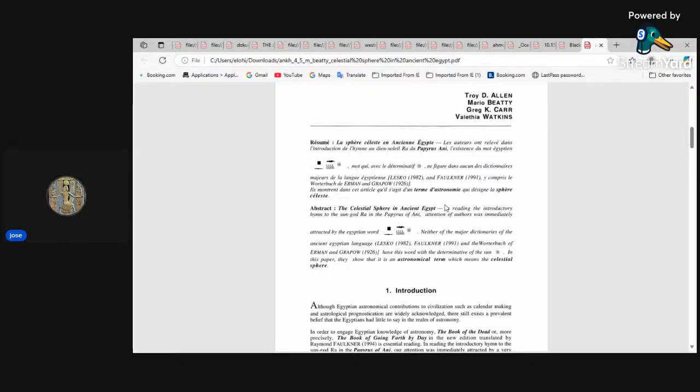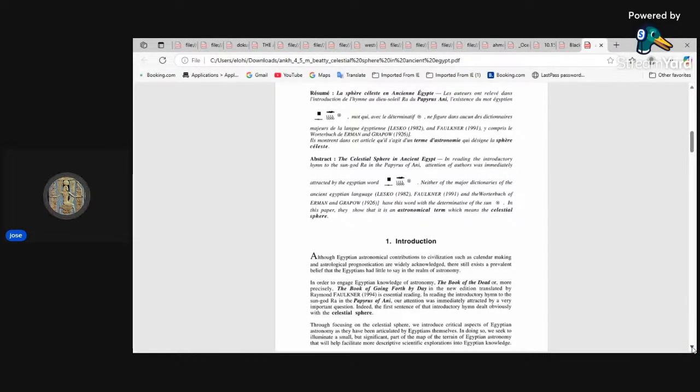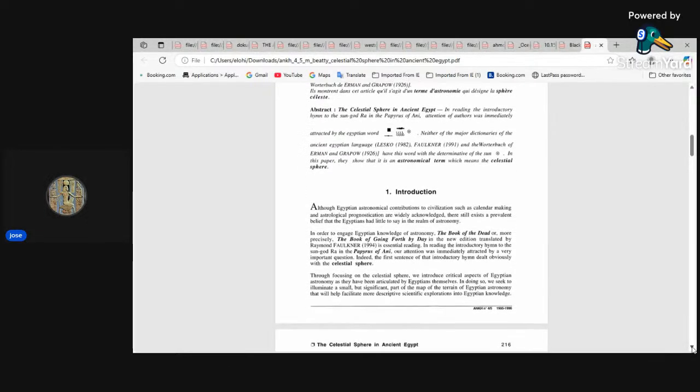The Celestial Sphere in Ancient Egypt. In reading the introductory hymn to the sun god Ra, the Papyrus of Ani, the attention of the authors was immediately attracted to the Egyptian word pa said ja. Neither of the major dictionaries of the ancient Egyptian language, Lesko 1982, Faulkner 1991, and the Wörterbuch of Erman and Grapow 1926, has this word with the determinative of the sun. In this paper, they show that it is an astronomical term which means the celestial sphere.